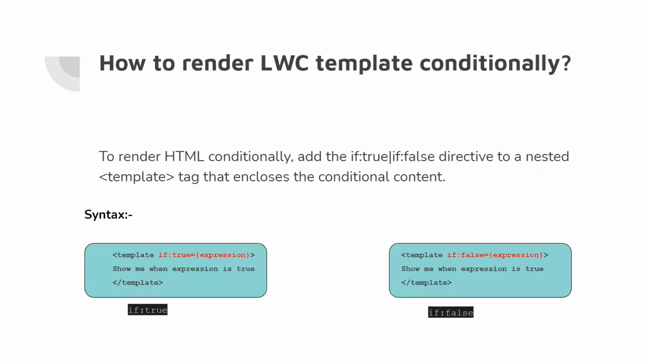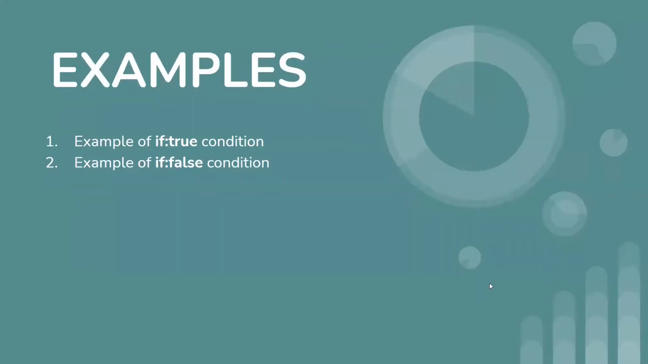So how do we render an LWC template conditionally? To render HTML conditionally, add the if:true or if:false directive to the nested template tag as an attribute that encloses the conditional content. You can see the syntax for the true one: template, and after that we add the attribute and the value is an expression. In that template we show the true part. Same goes for the false directive. In the template we have an attribute if:false and then a value as an expression, so it renders when the expression is false.